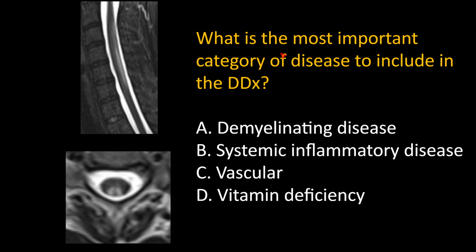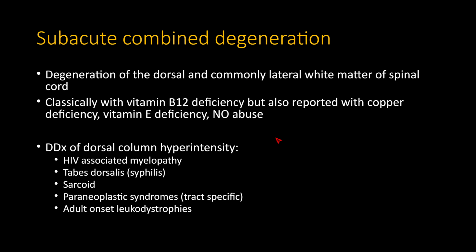Is it A, demyelinating disease, B, systemic inflammatory disease, C, a vascular etiology, or D, vitamin deficiency? And of course, the answer here is vitamin deficiency. So the case I showed you was one of subacute combined degeneration. It refers to degeneration of the dorsal, but also commonly the lateral white matter tracts of the spinal cord. So you'll have the dorsal column as well as the lateral corticospinal tracts being affected. It's typically going to be quite symmetric and a long segment.